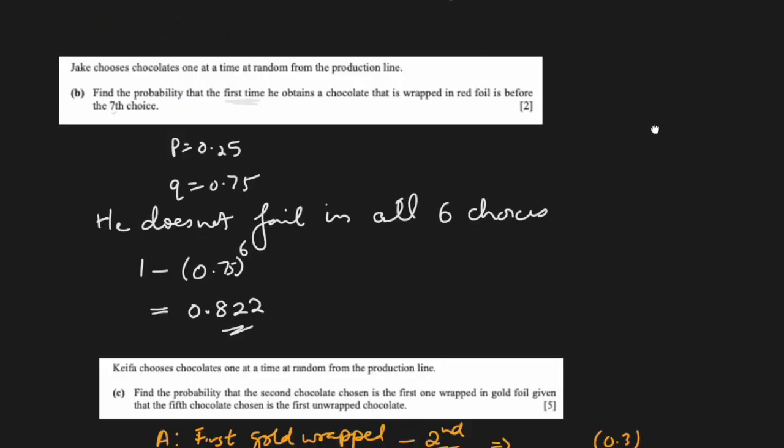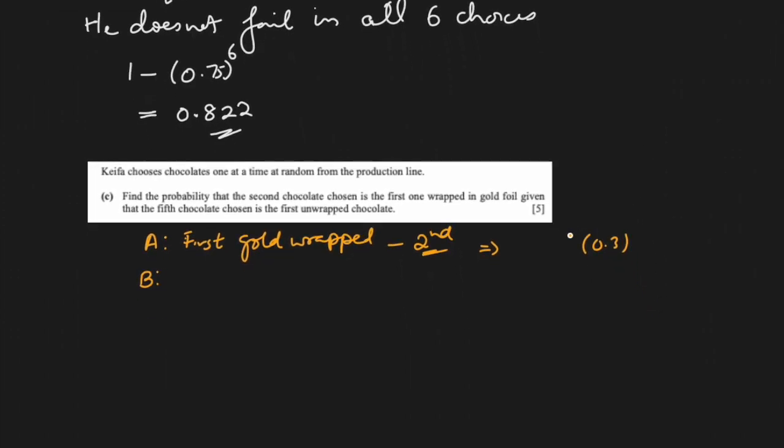Yeah, 0.3 is the gold one, and before that we get something which is not gold. Okay, this is the probability. The first gold wrapped is this. So, sorry, the second chocolate chosen is the first one wrapped in gold. Okay, this is the one.